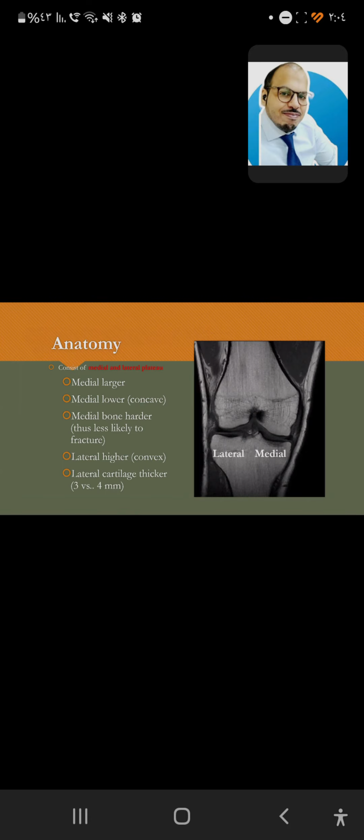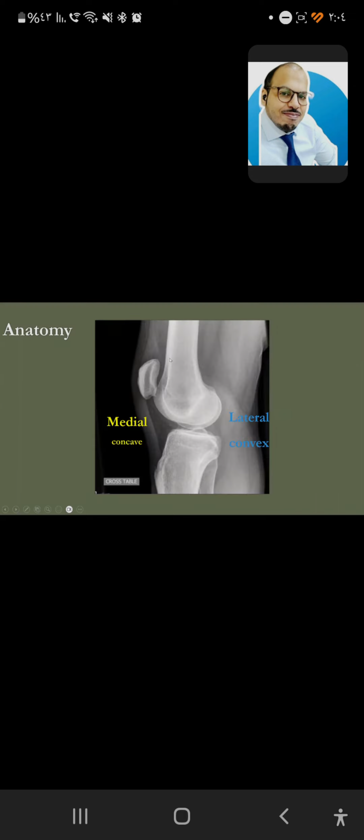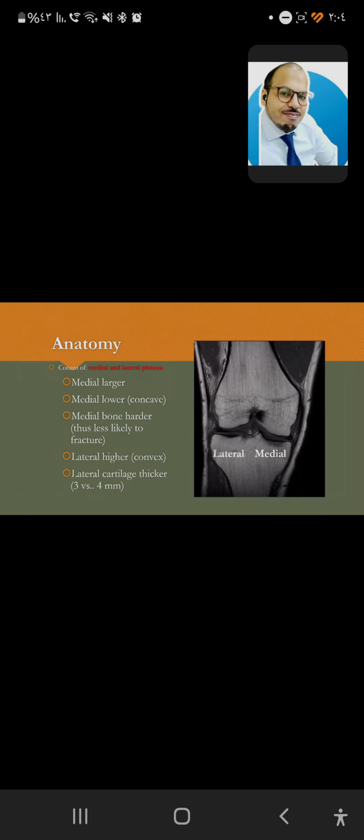Next is the tibial plateau. The tibial plateau is the upper part of the tibia. So this is the lateral part. This area is the lateral tibial plateau and the medial tibial plateau. The medial is larger and lower, so more concave in shape. And the medial bone is harder. This is why it's less likely to fracture.